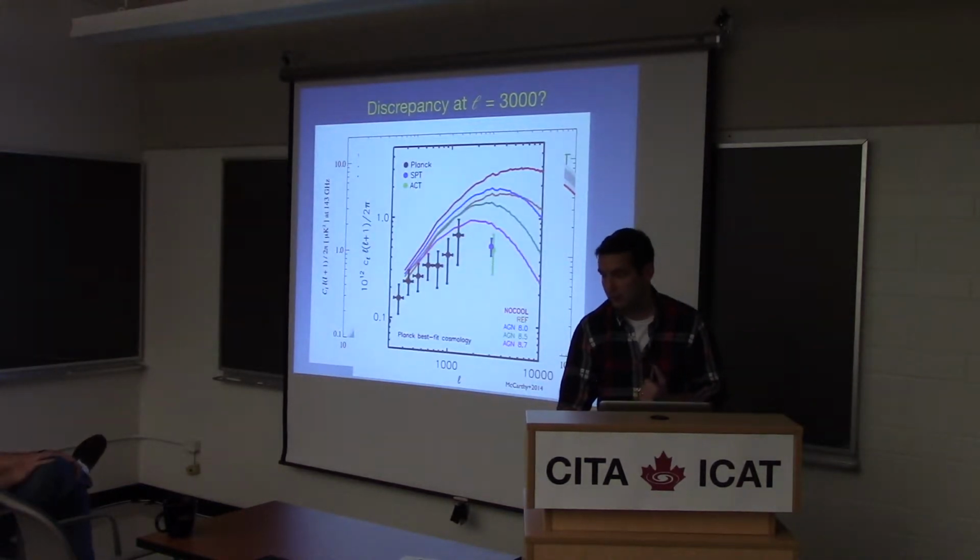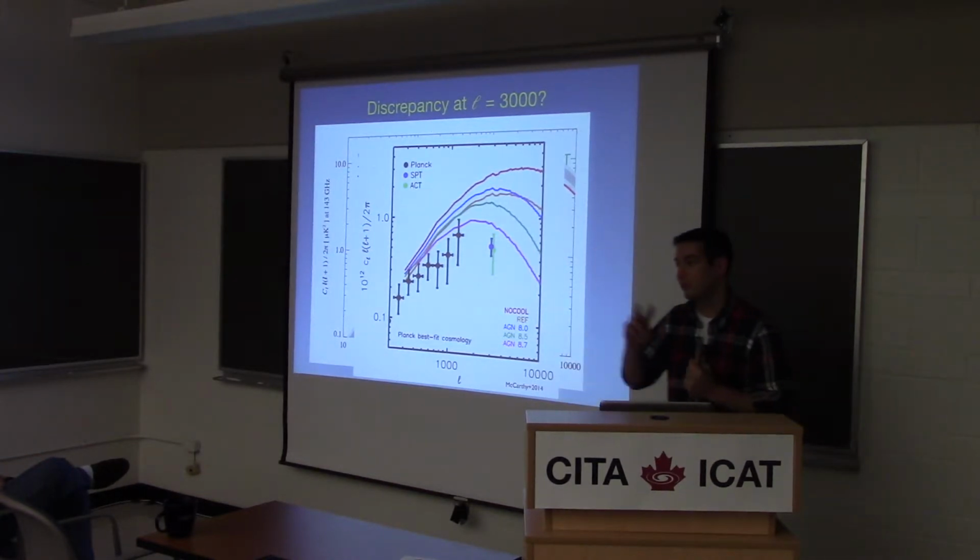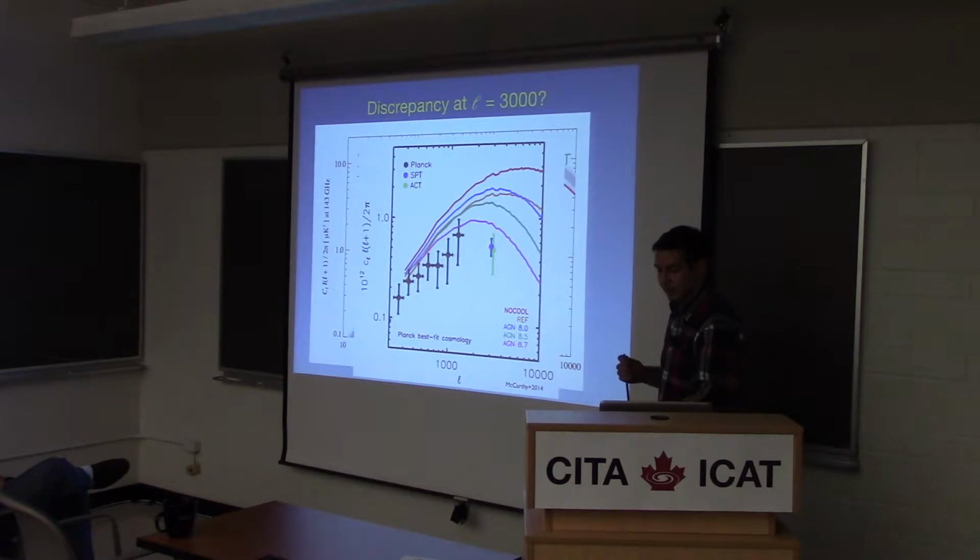Is this a 1 sigma or 2 sigma upper limit? The 2 sigma upper. That's a 2 sigma upper limit.